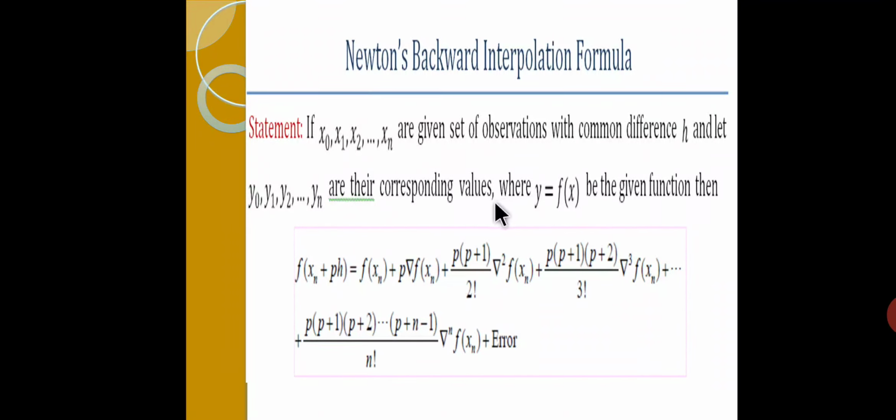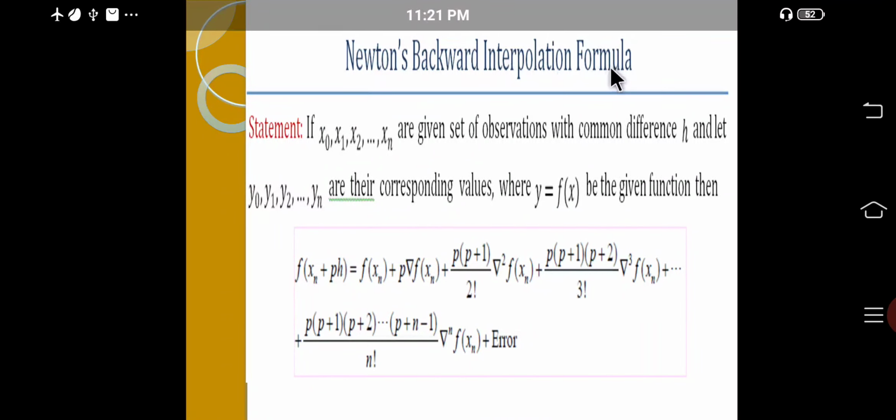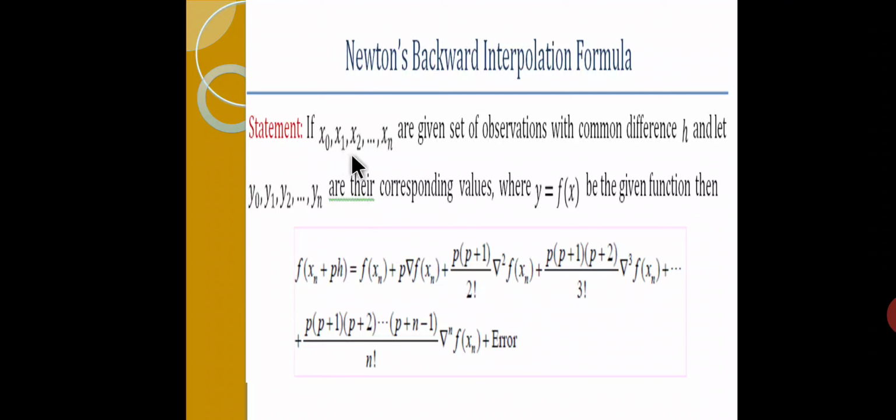So next, the equally spaced interpolation formula is Newton's backward interpolation formula. The statement is: if x0, x1, x2 and so on up to xn are a given set of observations with a common difference, meaning the interval between arguments is equal, and y0, y1, y2 and so on up to yn are their corresponding values, where y is equal to f of x is the given function, then the formula is f of xn plus ph.